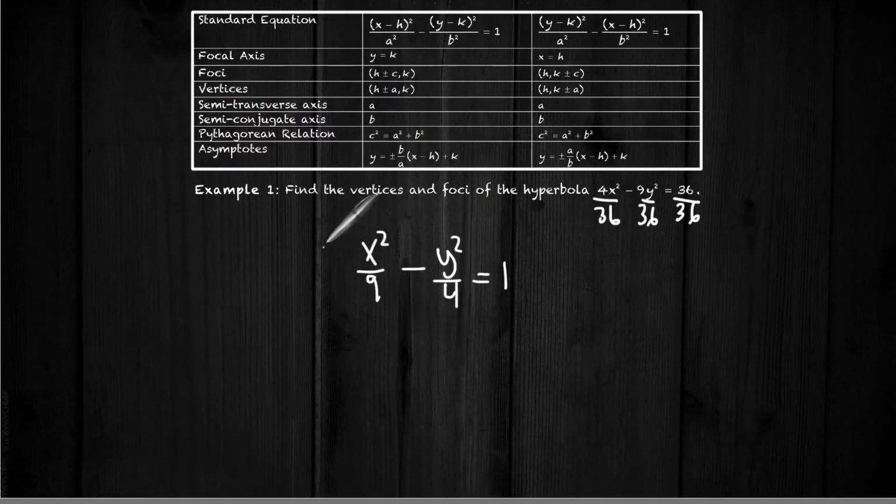So we recognize that the x comes first. So let me circle that. The x squared comes first, so that is our clue that this is going to open right and left. So let's go ahead and see if we can sketch this.